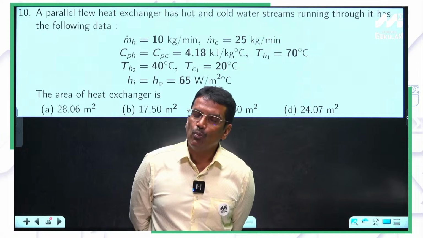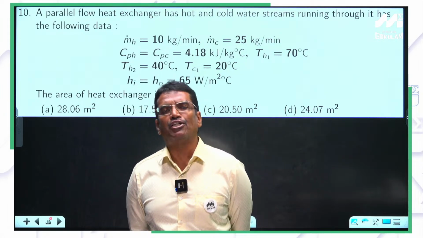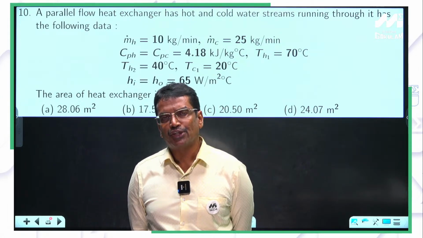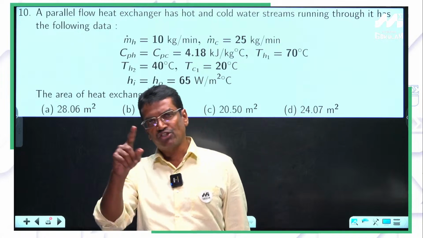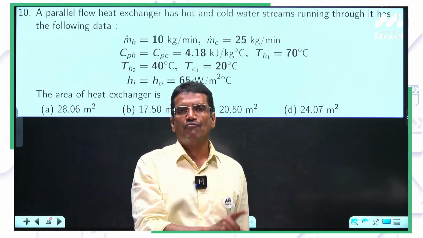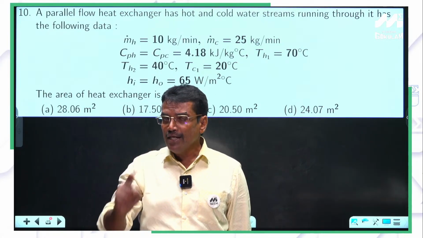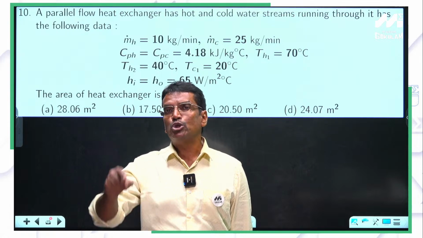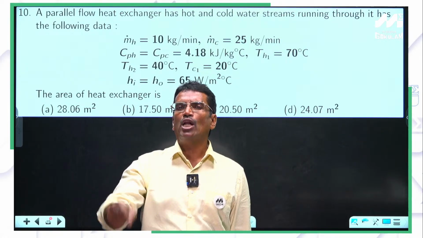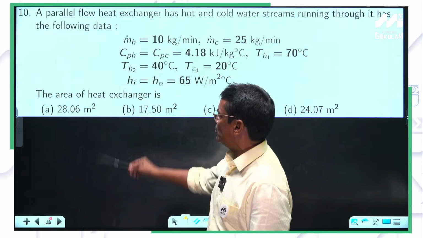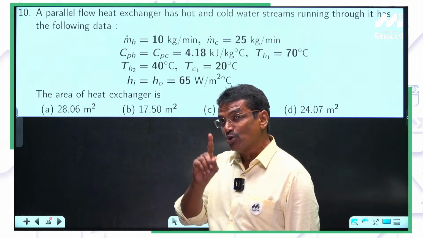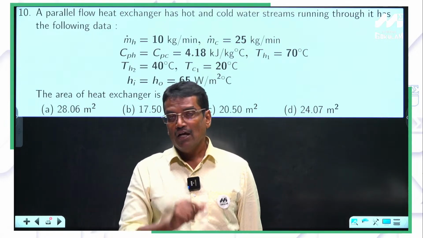Remember that there are two methods. Any heat exchanger problem in the heat transfer subject can be solved by only two methods. One is the LMTD method and the other is the effectiveness NTU method. The main purpose of the LMTD method is to design the heat exchanger or to calculate the area of the heat exchanger. Look at this, the area is asked. That means you have to go to the LMTD method.